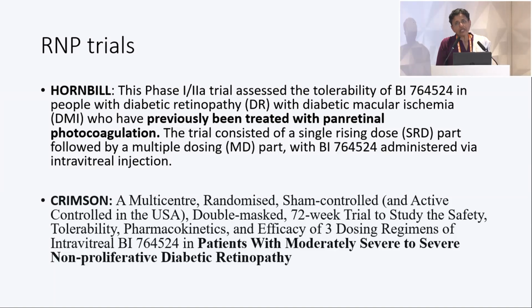And now they're running the Crimson study, which is patients with moderately severe to severe non-proliferative diabetic retinopathy with enlarged FAZ, giving this as an intravitreal injection of semaphorin 3A to see whether the foveal avascular zone can be modified.